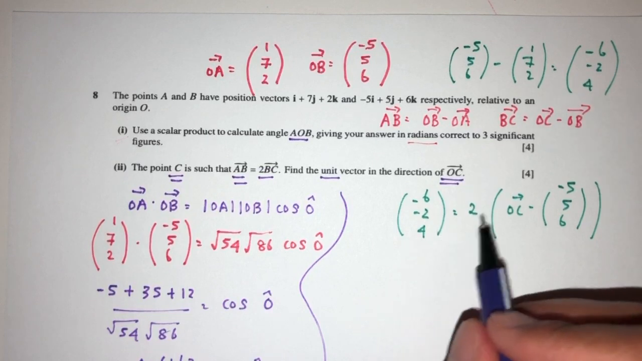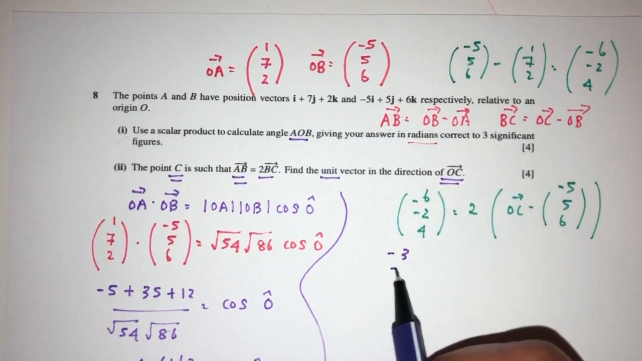Now let me solve this. You have to divide by 2. That will be -3, -1, 2.